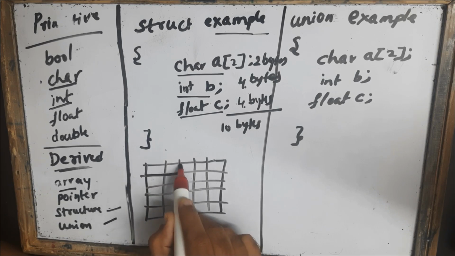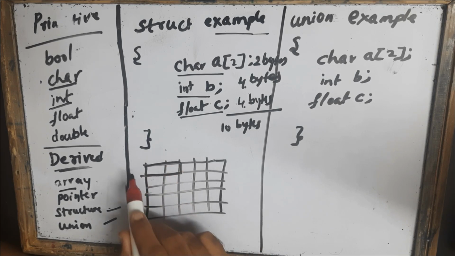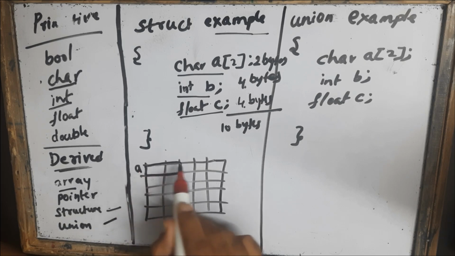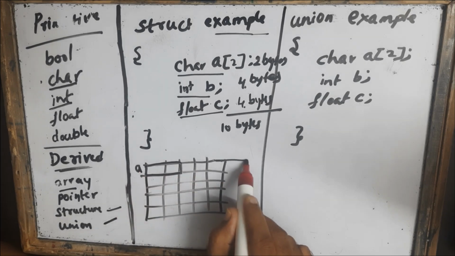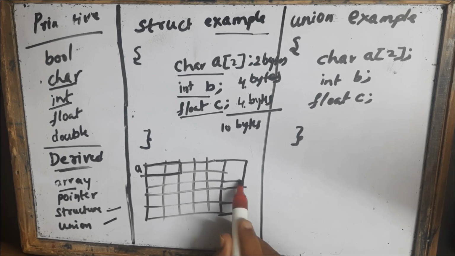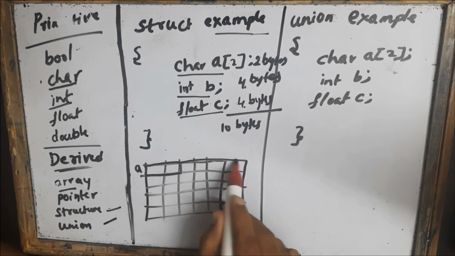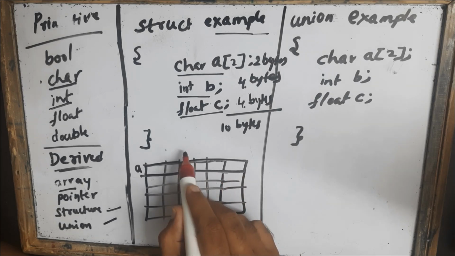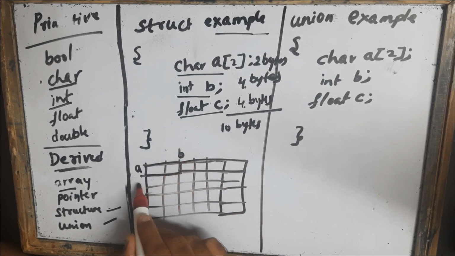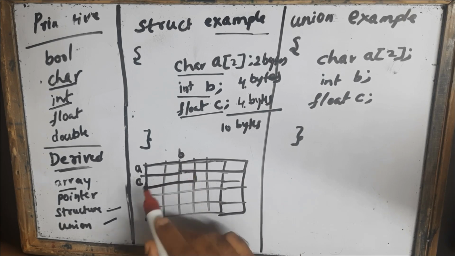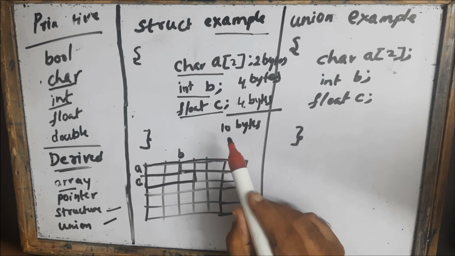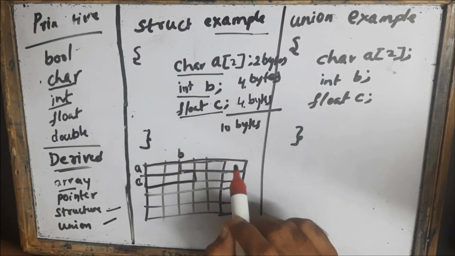So the first 2 bytes will be allocated for A. Next 4 bytes will be allocated for int, and again the C will be allocated with 4 bytes. So total 10 bytes will be allocated in the memory for this struct.